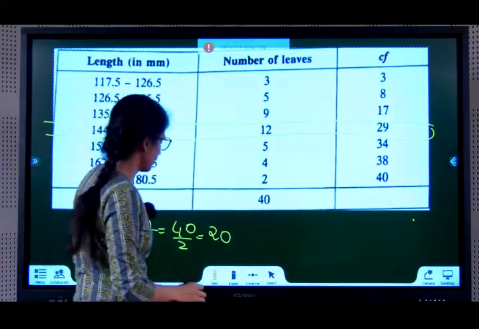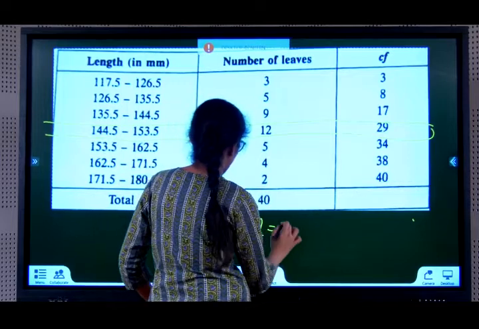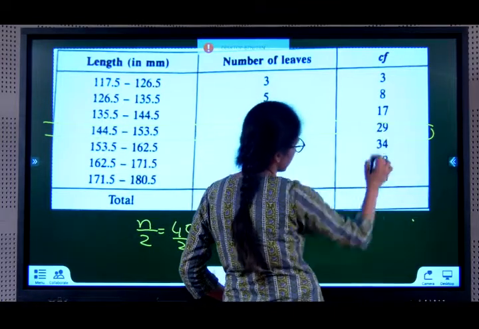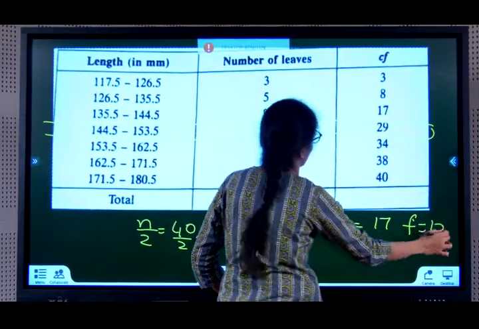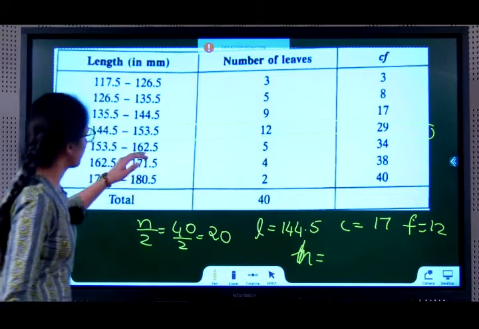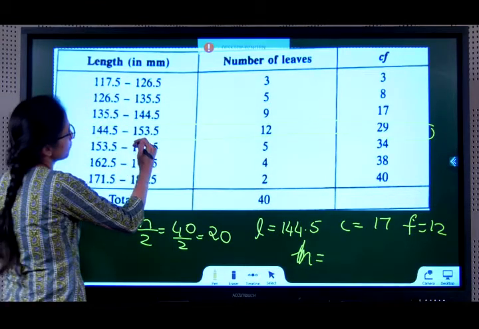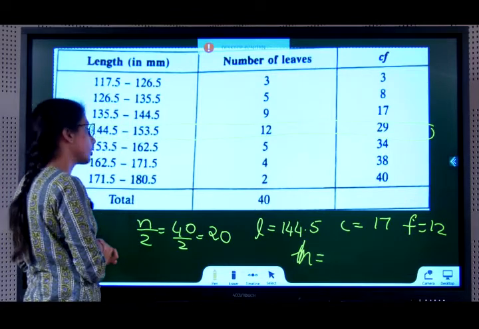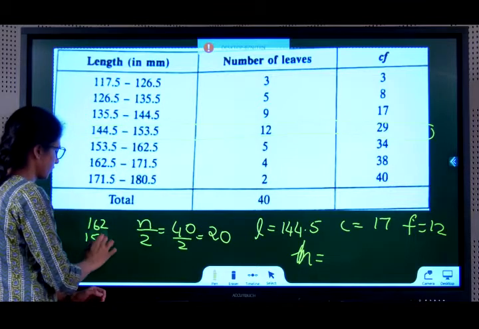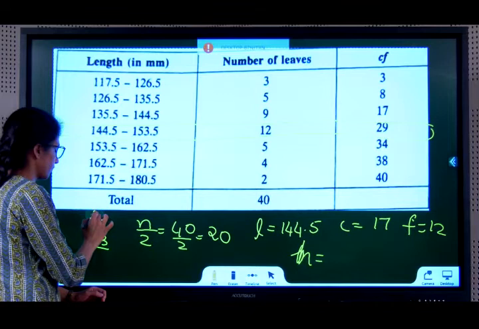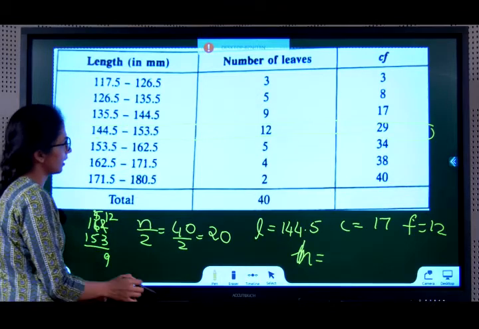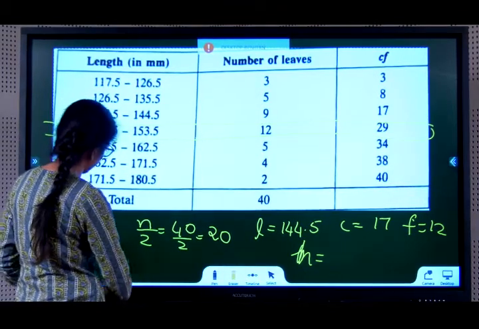Yeah. So now what is the value of L? 144.5. What is the value of C? Cumulative frequency of previous class 17. What's the value of F? 12. Frequency of that median class itself. H. What is H? Subtract any two. 162.5 minus 153.5. So 0.5, 0.5 cancels. 162 minus 153, that is 9. So H is 9.